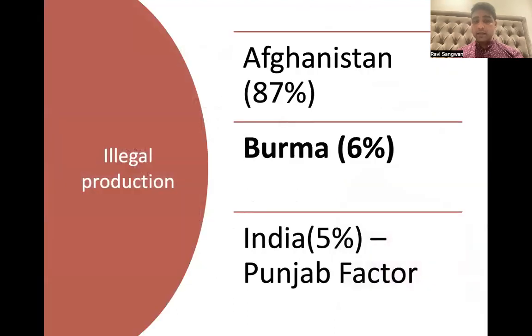So the next slide is about illegal production. Most of the illegal production of opium is in Afghanistan, Burma, and India also, because of Punjab, because of the border.